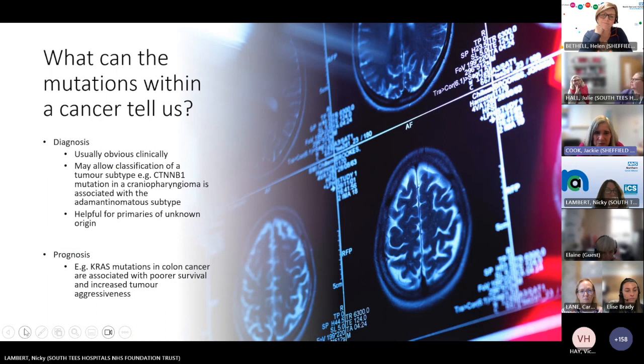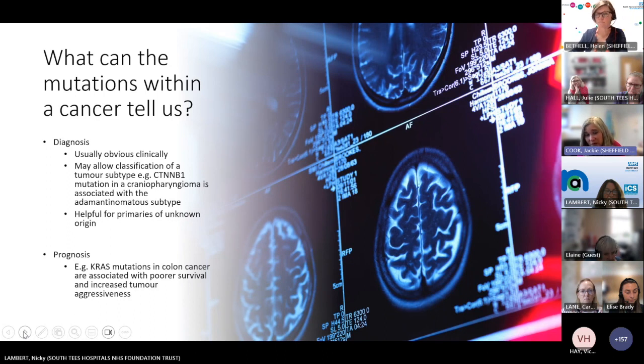So what does the genetic damage, what do the mutations that we can identify in the cell, what use is that? What can it tell us? Why would we be interested other than knowing that that's what happens in cancer? Because usually the diagnosis, is this a breast cancer, or is this a lung cancer, or is this a colorectal cancer, is usually obvious clinically. Therefore, you wouldn't need to know what the mutations are to tell you actually what it is and where it is. What it can do is help us with classification of tumour subtypes.